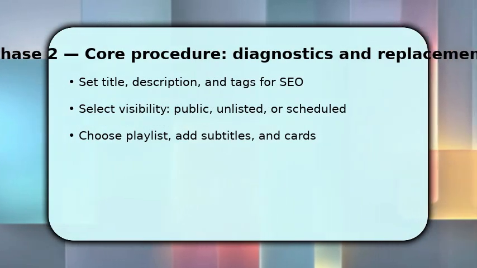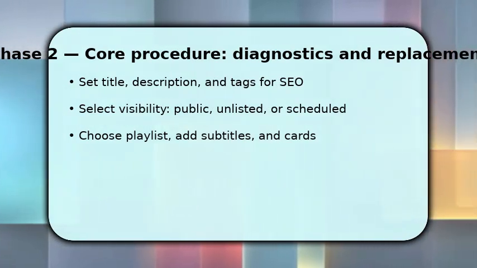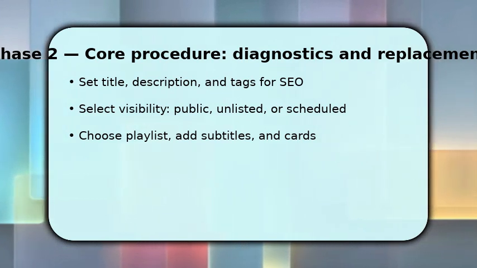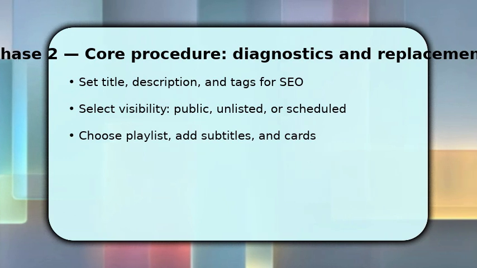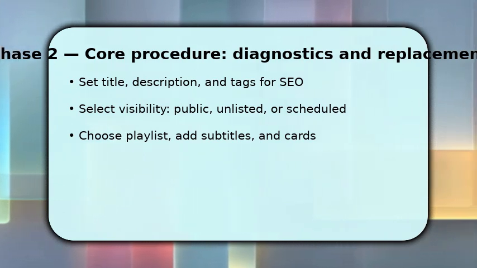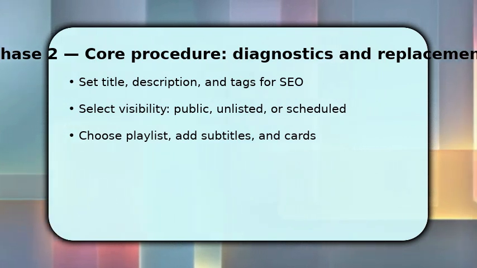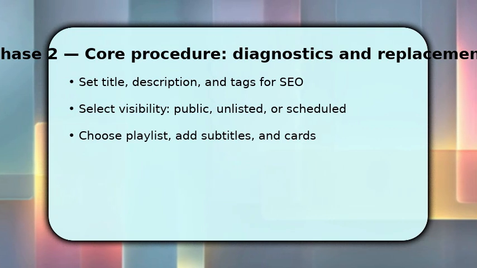Change the title to include keywords and a clear promise, then write a description that explains value and links resources, because algorithm relevance matters. Add tags and choose a playlist to improve discoverability. Use subtitles and cards to increase watch time. Upload an SRT file if you have one.